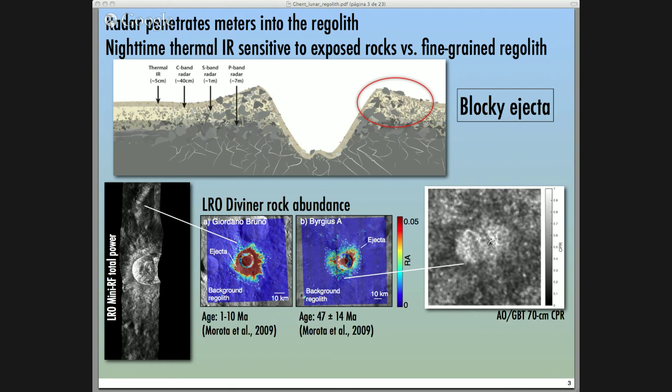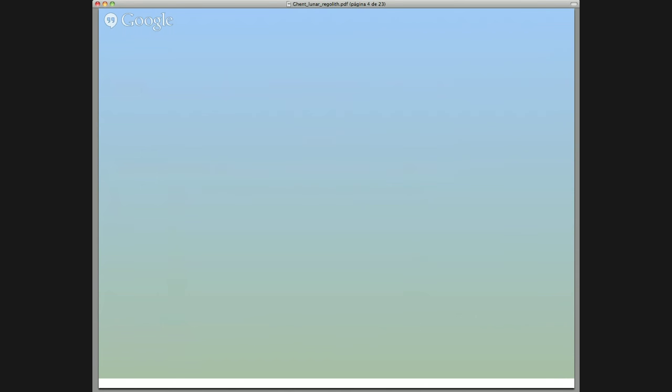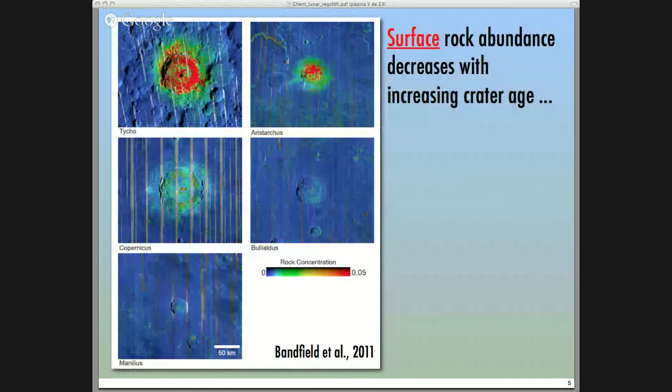So I went over Diviner rock abundance. I'm not going to belabor that here. I also showed this plot from this Banfield paper. And again, over time, after those ejecta blocks get excavated from the subsurface and thrown out onto the surface, this is a crater that's maybe a few million years old, progressing to a crater that's a billion years old. And you can see that by the time you get to maybe a few 100 million years, all of those rocks that were thrown out onto the surface have been destroyed and pulverized by impacts.